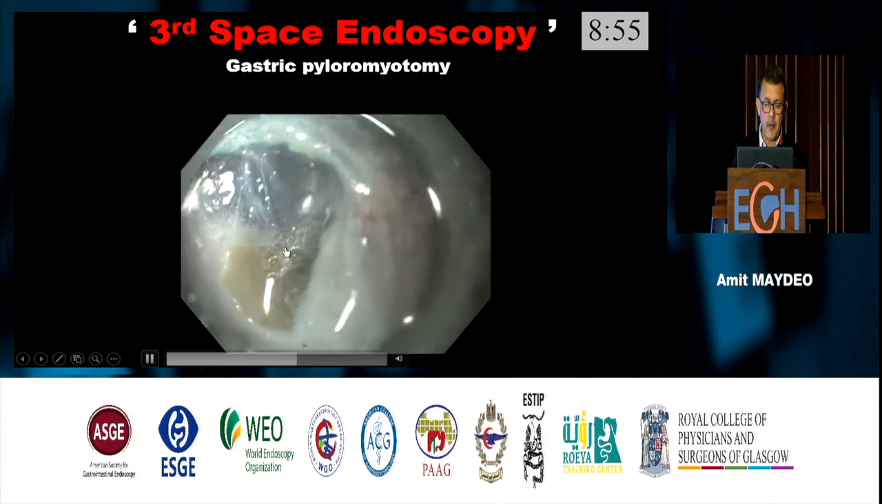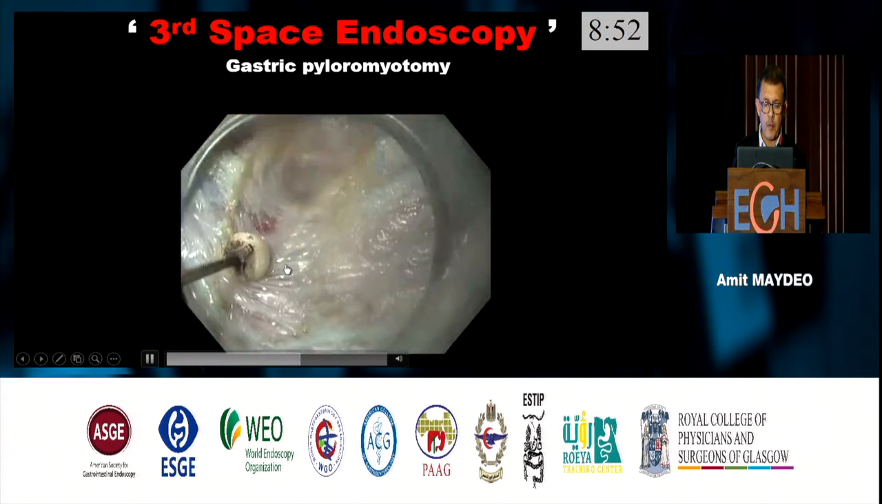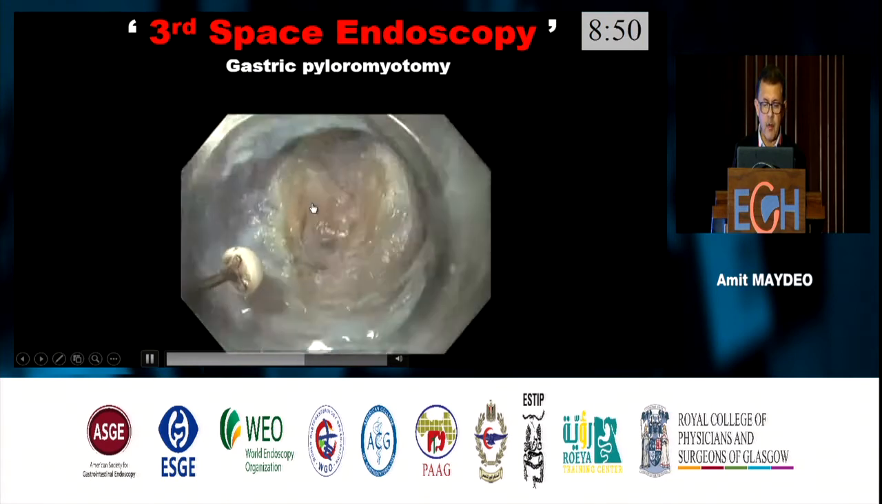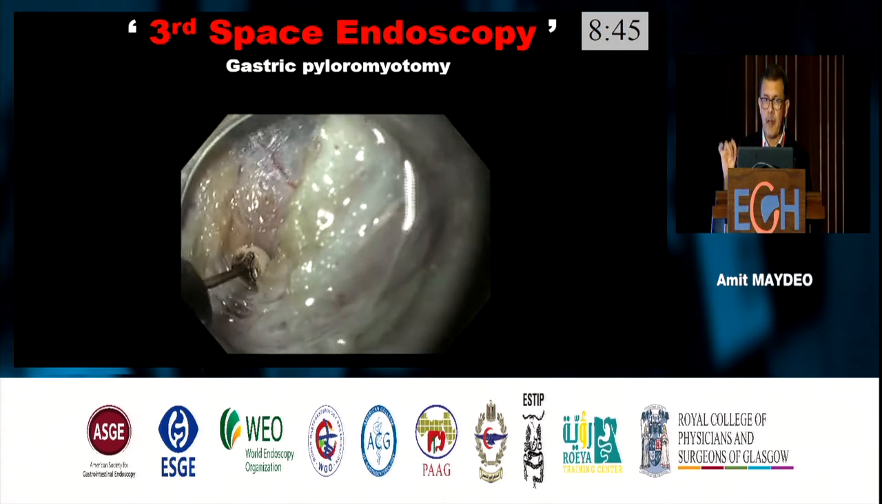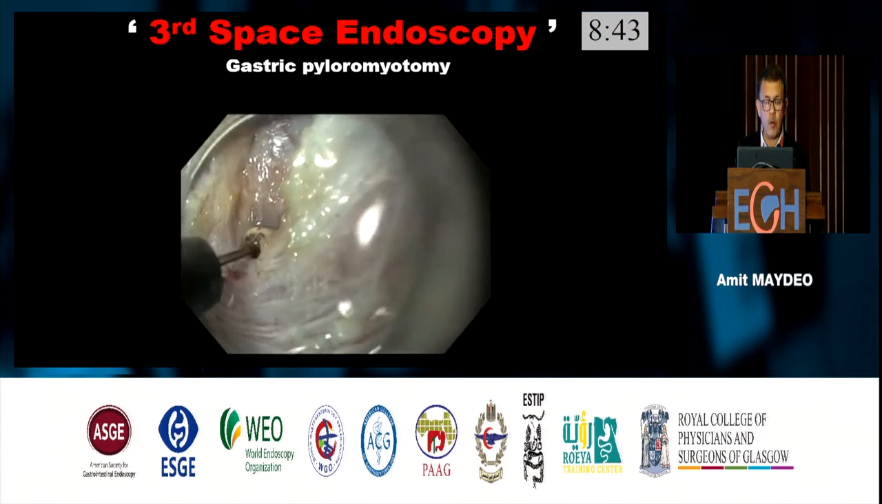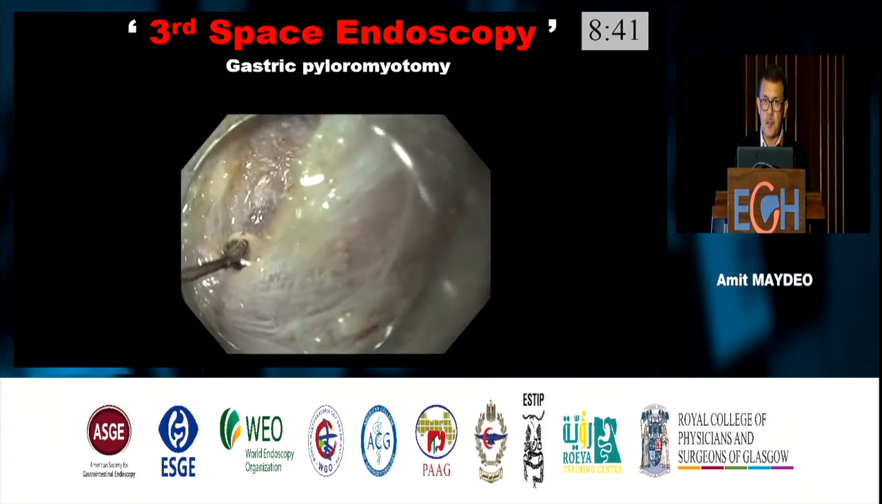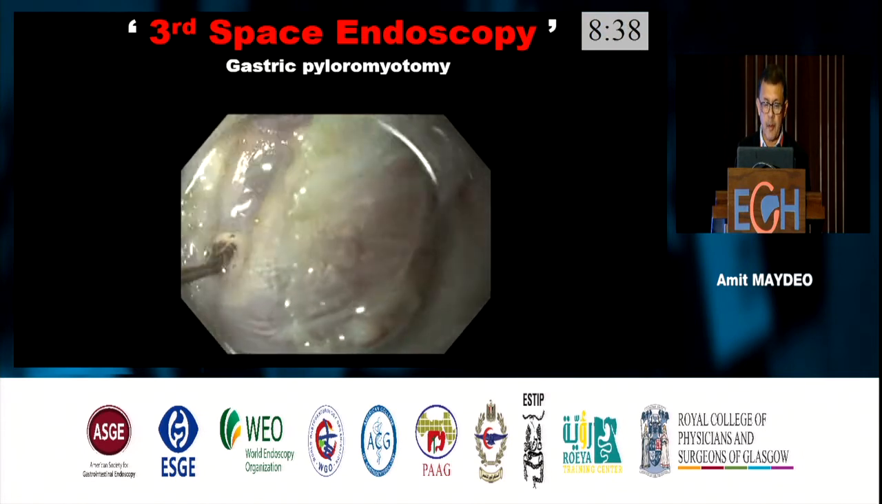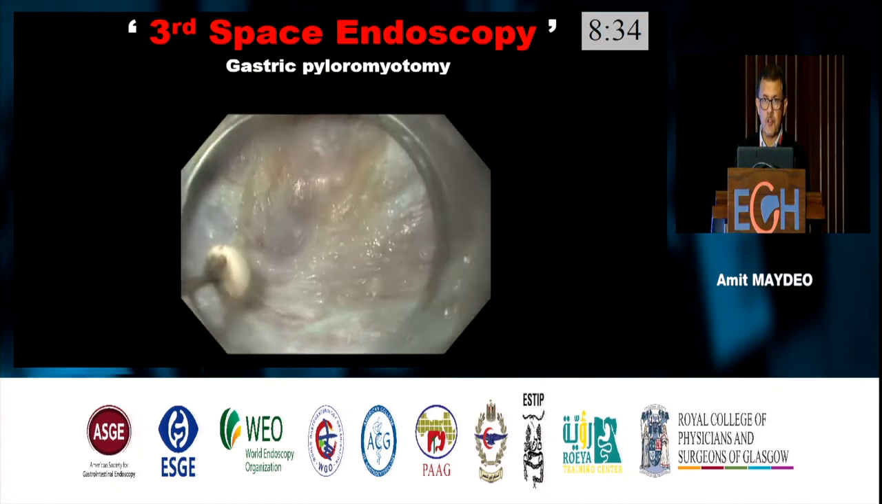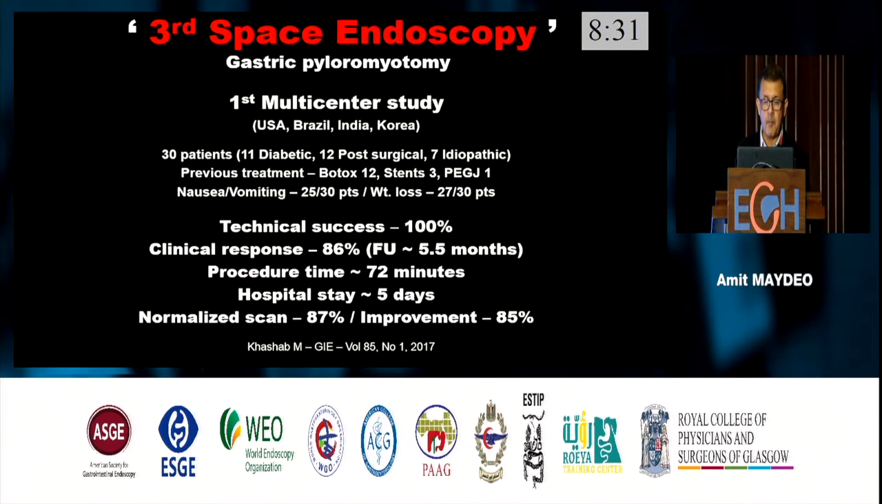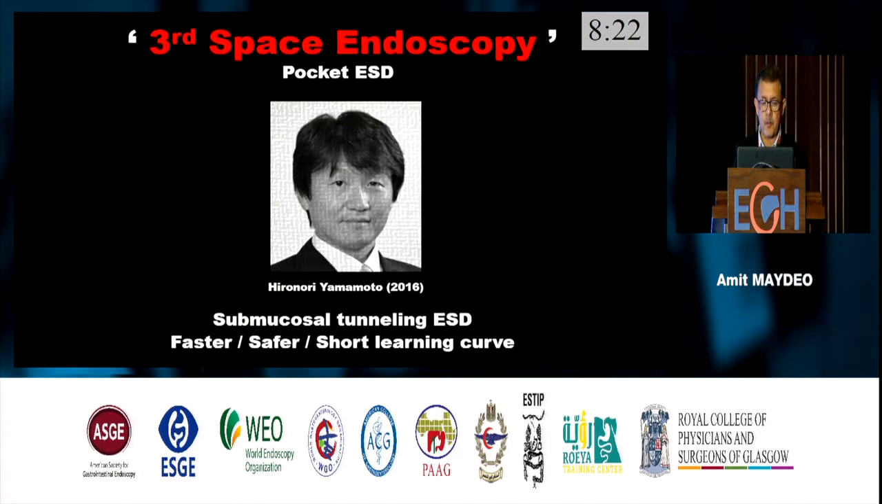And once you see the ring, this is the ring you see here, then we use a special knife which is called the IT knife, hook the knife beyond the pyloric ring and pull it back, and thereby fiber by fiber we can do an antropyloromyotomy. And in those patients where you have proven that they have gastric emptying which is impaired on nuclear studies, after doing a G-POEM or a gastric pyloromyotomy, we have shown that there is a reasonably good success. You see here normalized gastric emptying scan in almost 90% of the patients with an improvement in 85%.